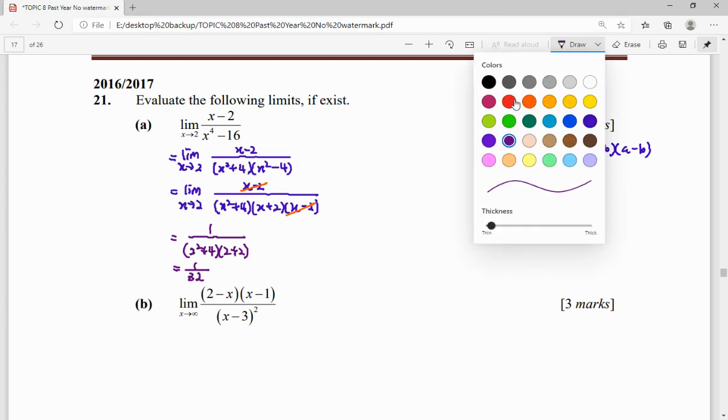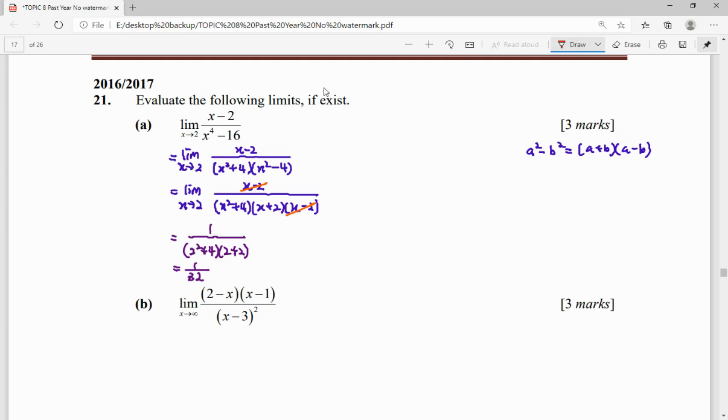So what is the important concept here? For a limit at a point where we have an indeterminate form, we have to know how to factorize and simplify the function. Then only do we evaluate our limit and get to the answer.